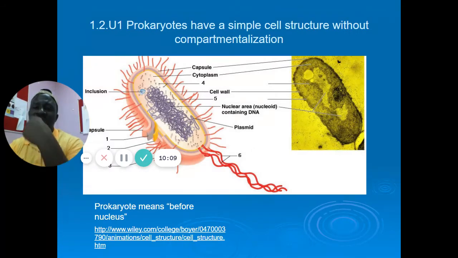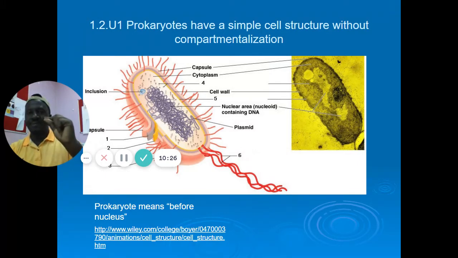So, what do we see as the prokaryotes? We should all understand that prokaryotes have a simple cell structure without compartmentalization. Prokaryotes are unicellular. That means they have a simple structure. They are one cell thick, and the cell is not put into different compartments or regions. It's not complex. It's not compartmentalized. If you look at the internal structure, looking at the organelles, we say they lack membrane-bound organelles.